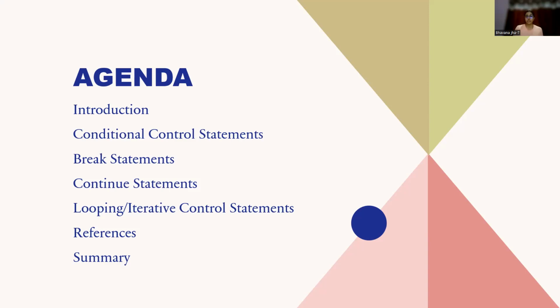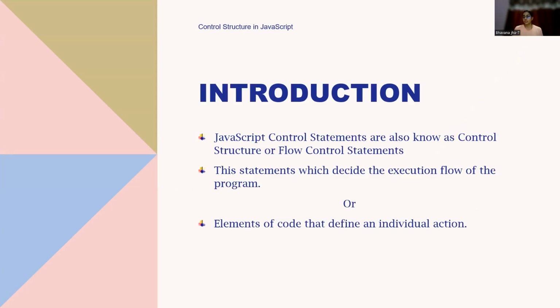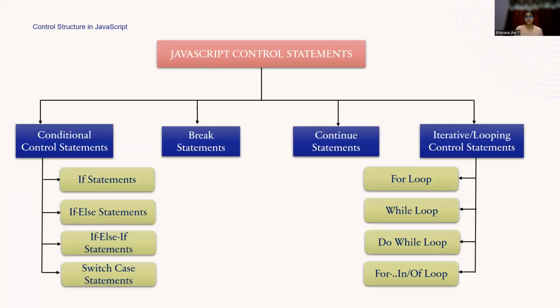So what is control structure? Control structure is a statement to decide how a program will run on a web page or shows the flow of that program. So it is also known as control statements or control flow statements in JavaScript. We have different types of control structures in JavaScript. So these are the types of control structures.